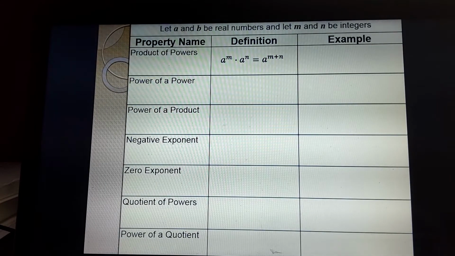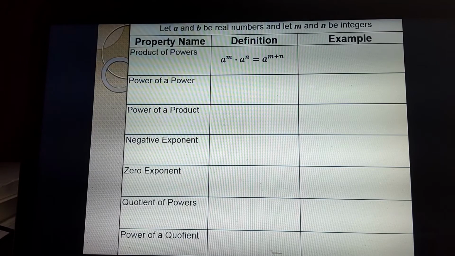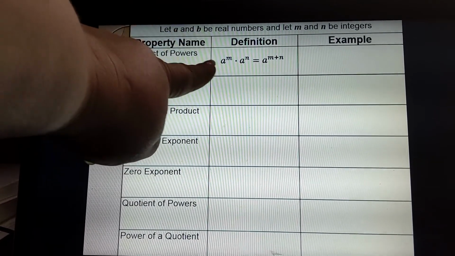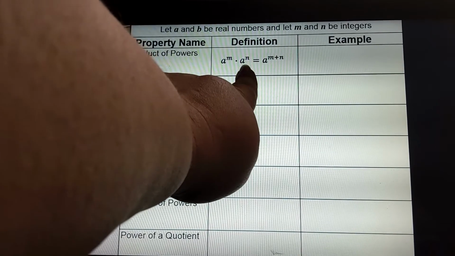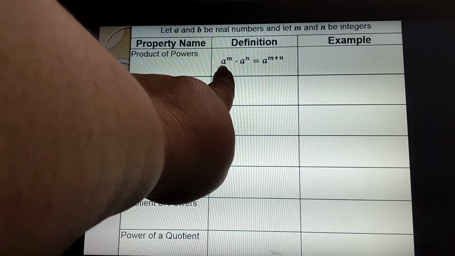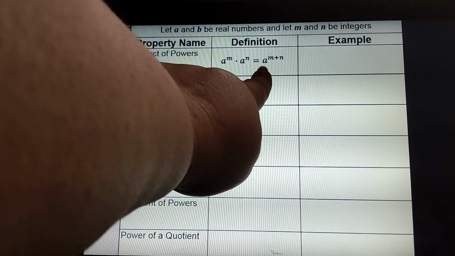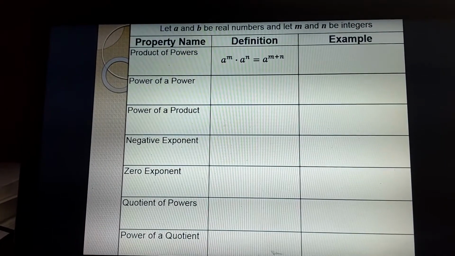Remember that A's are real numbers, so any number you can think of, and the M and N are integers, positives or negatives. So what this rule says is when I am multiplying two bases that are the same, I'm going to keep that base and I'm going to add the exponents.